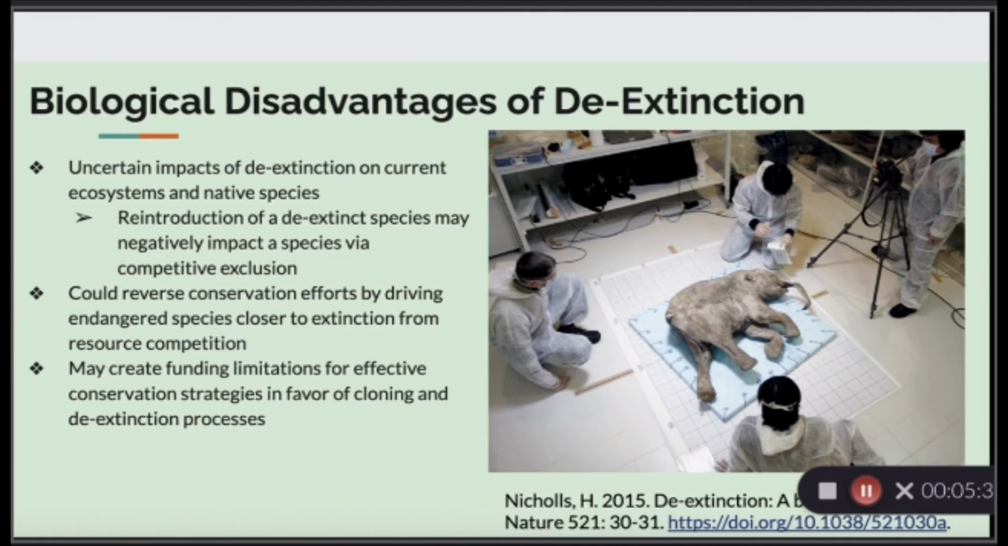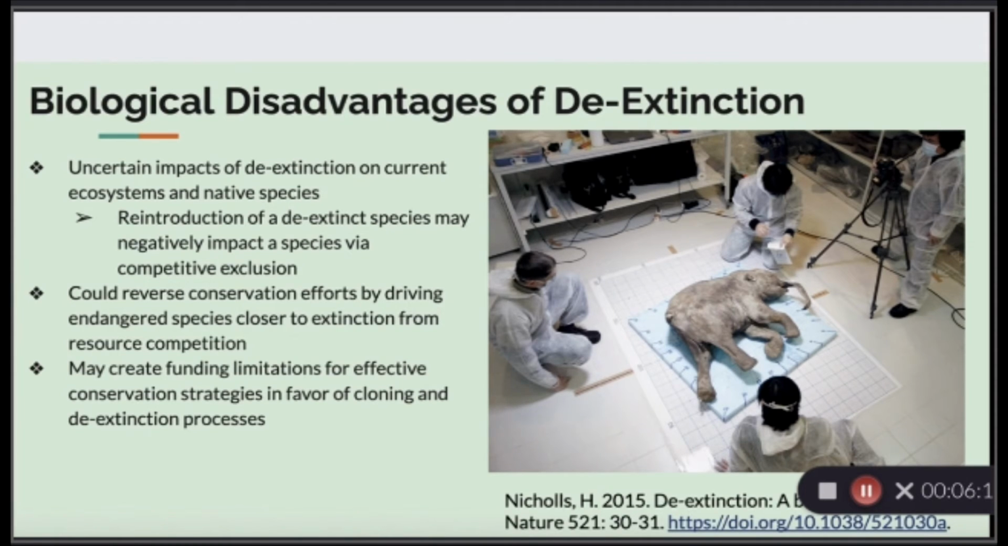Though these advantages seem nice, there are significant biological disadvantages to de-extinction. For one, there are uncertain impacts of revived species on current ecosystems and native species. Reintroduction of revived species may negatively impact an ecosystem species via competitive exclusion, in which an introduced species is more well adapted than a native species to an area. We see this commonly in introduced and invasive species, and we can't really be certain of the effects from extinct species on ecosystems that they primarily inhabited.